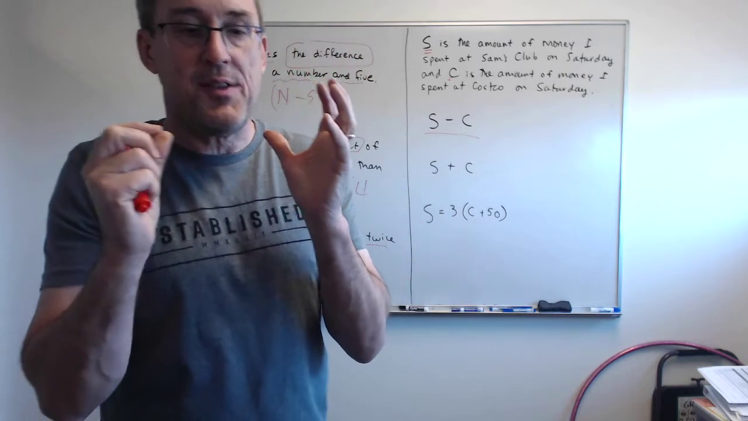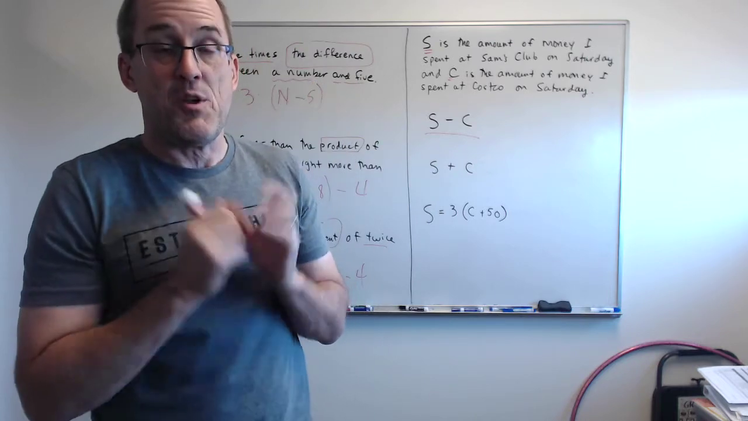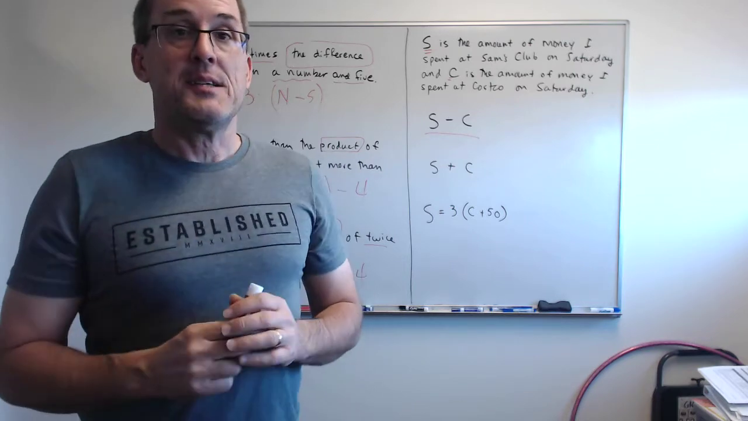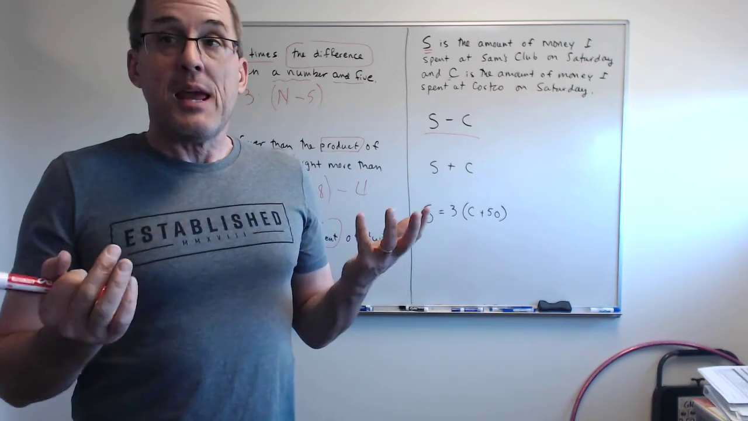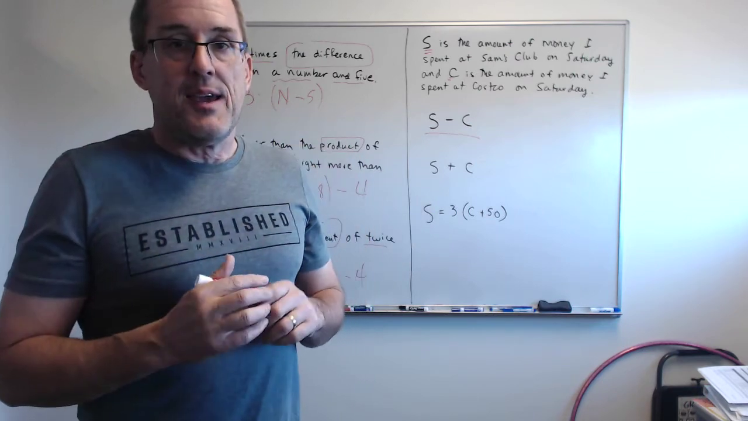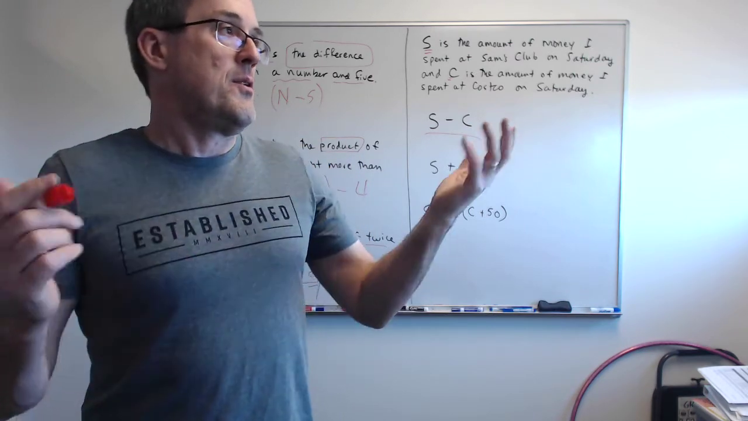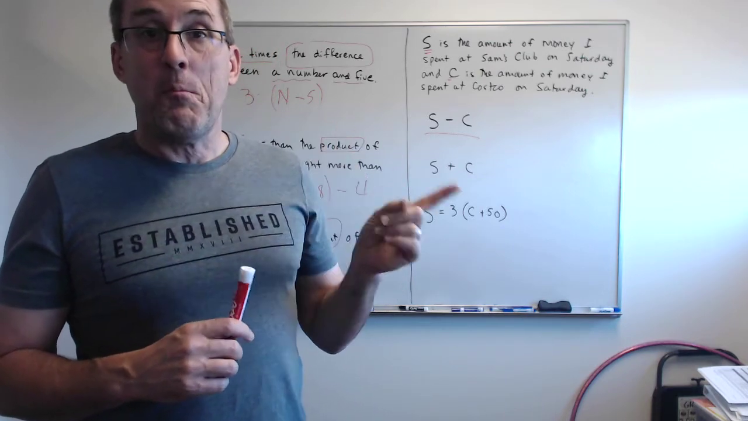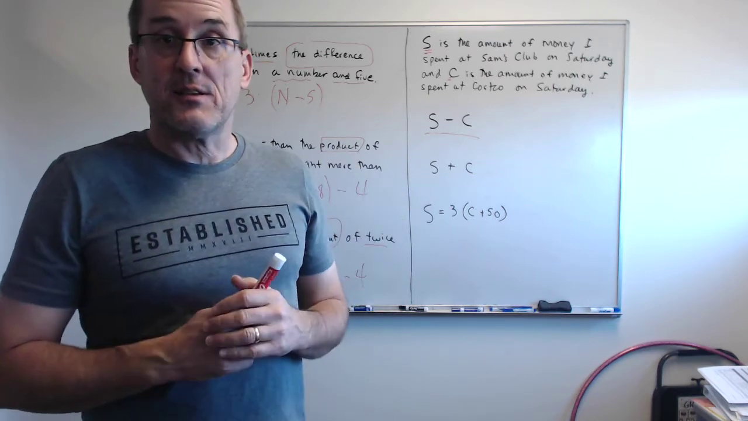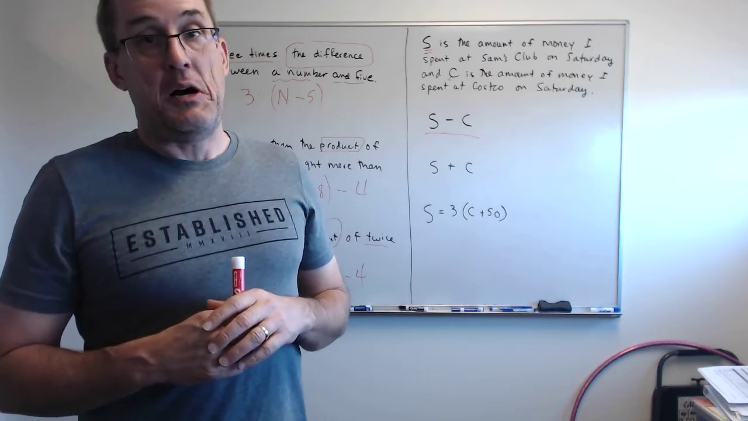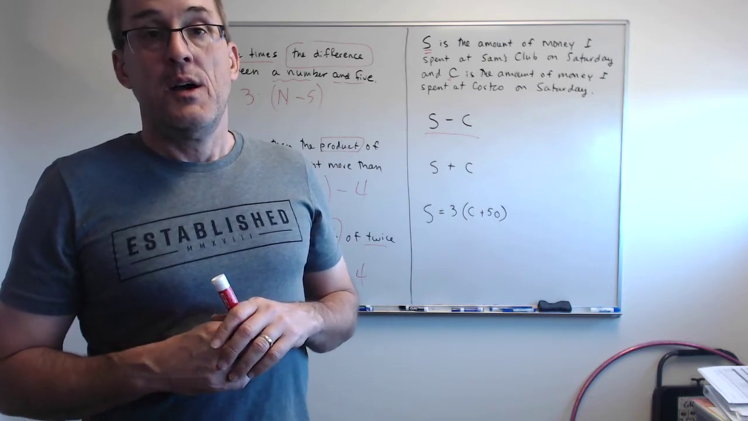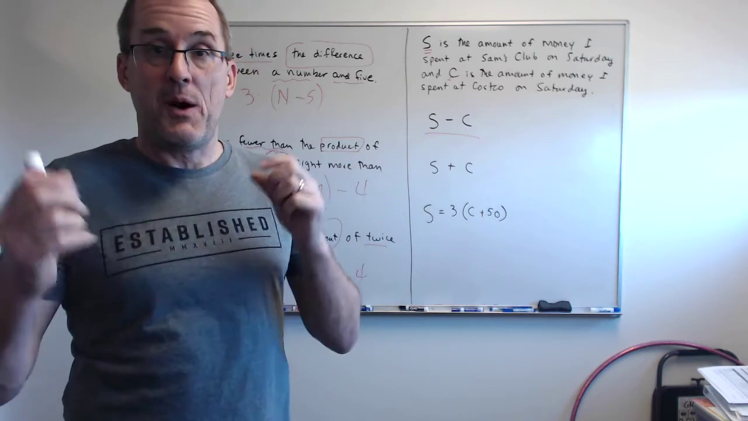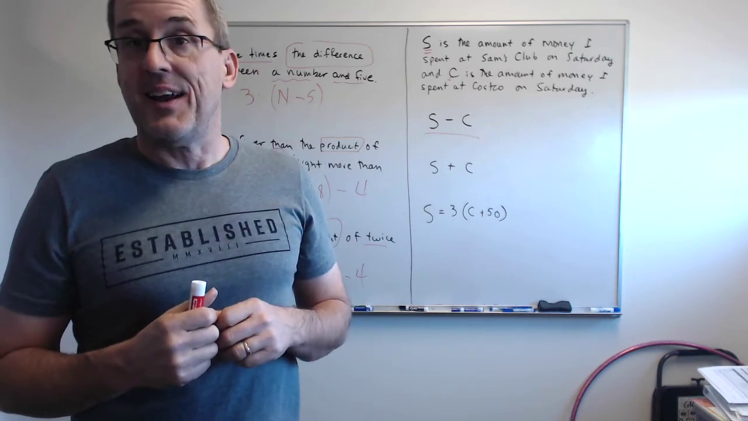So in your mind, you have to think S represents an amount of money, the amount of money I spent at Sam's Club. C represents an amount of money, the amount of money I spent at Costco. And maybe I would, in my mind, if I'm thinking about my household budget or I'm sharing with my wife what happened, I might say something like this. I spent more money at Sam's Club than I spent at Costco. She might ask me, well, how much more did you spend? To find out how much more money I spent at Sam's Club than at Costco, I would have to subtract those two amounts to find out.